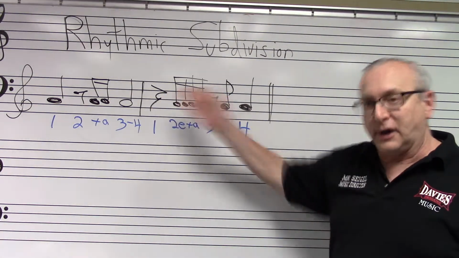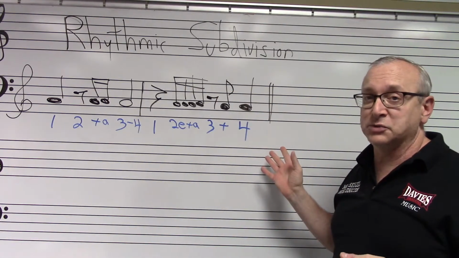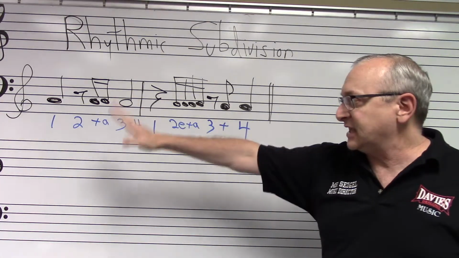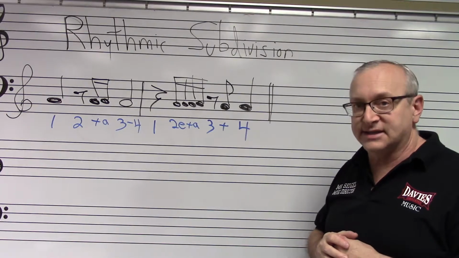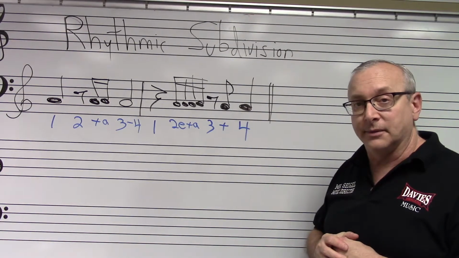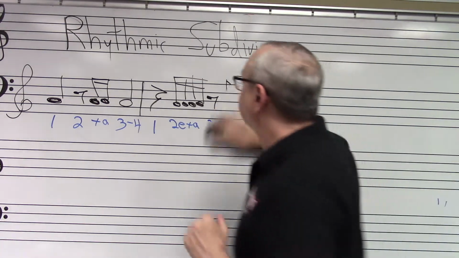This is very sophisticated counting. Generally, your music doesn't get too much more difficult than that. But it's good to see how complex it can be, but also how the one-e-and-a system can break things down. Now, there's one more thing I want to show you here.